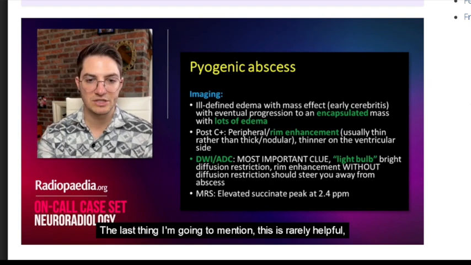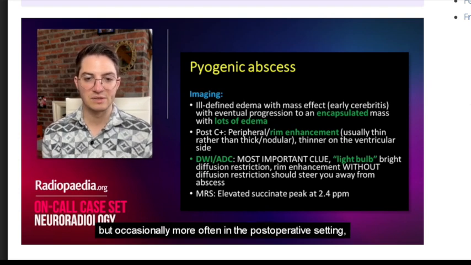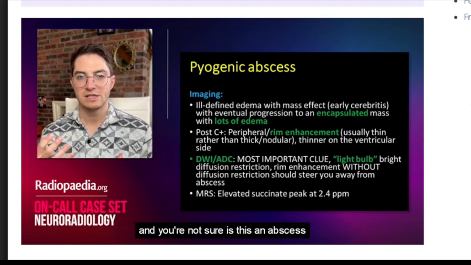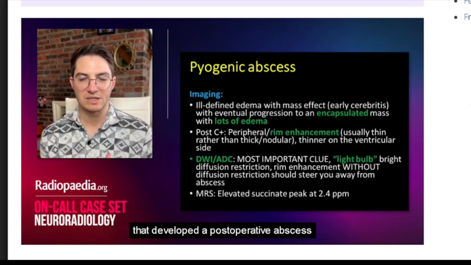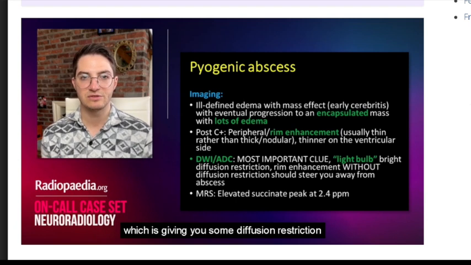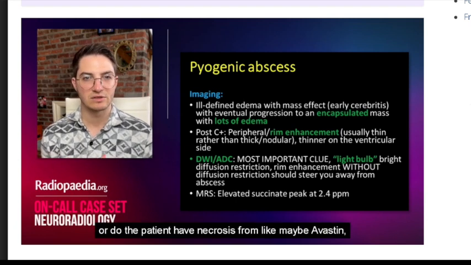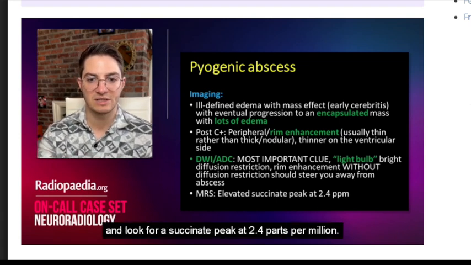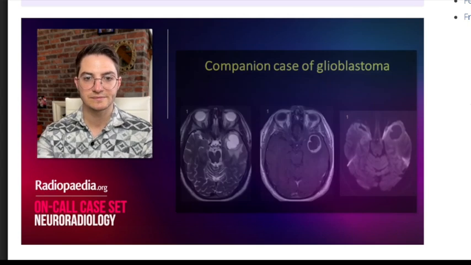The last thing I'm going to mention, this is rarely helpful, but occasionally, more often in the postoperative setting, if you're dealing with a glioblastoma and you're not sure, is this a postoperative abscess that developed, or maybe the tumor bled into the cavity, which is giving you some diffusion restriction, or did the patient have necrosis from maybe Avastin, something like that, that's giving diffusion restriction. You're not sure, is this abscess or not? One thing that could help in these settings is to get an MR spectroscopy and look for a succinate peak at 2.4 parts per million.